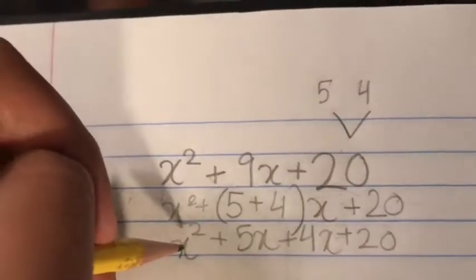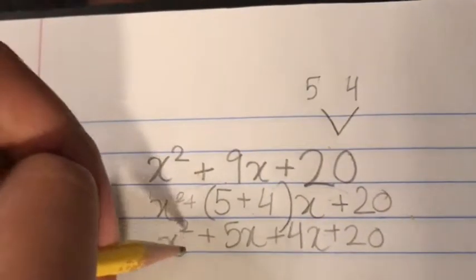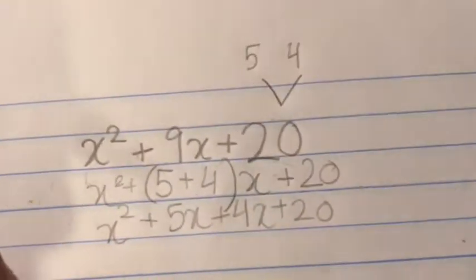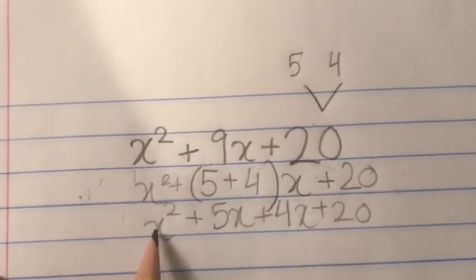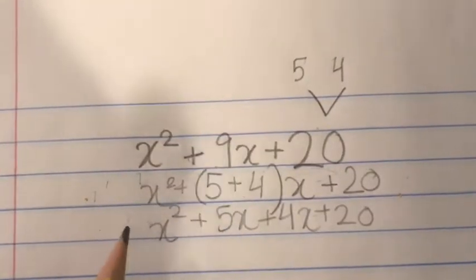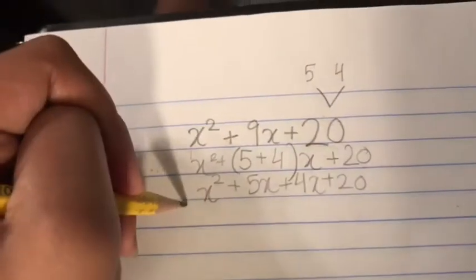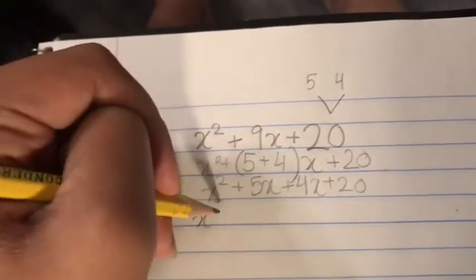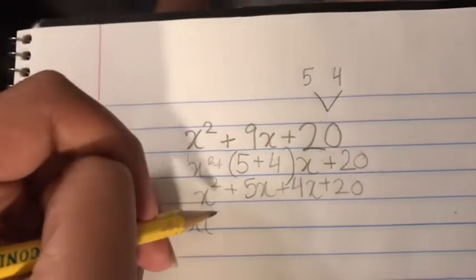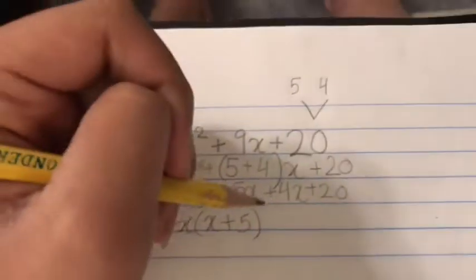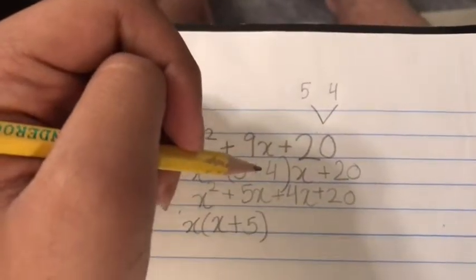Now you have to try to break that up. In x squared and 5x, look for something common in these two. What I find common is x, because x has 1 next to it, so 1x specifically. If you take x out, you are left with x plus 5. And then over here you have 4x plus 20.